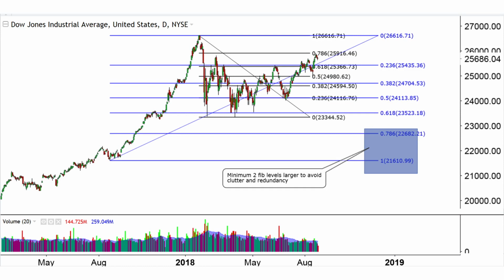Having the large fib 2 fib levels larger is just a minimum. Generally, the best size difference is a large fib 3 fib levels larger than the small fib. Usually the 0.5 level of the large fib lines up with the 0 or 1 level of the small fib, depending on whether the small fib is an up or down trend. This more clearly highlights the areas of greater significance.